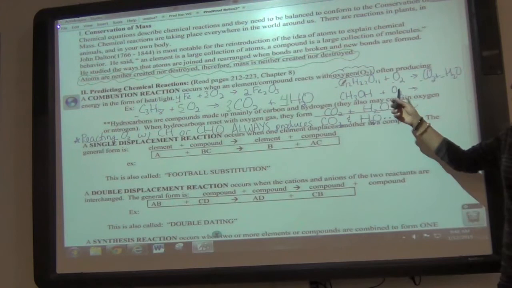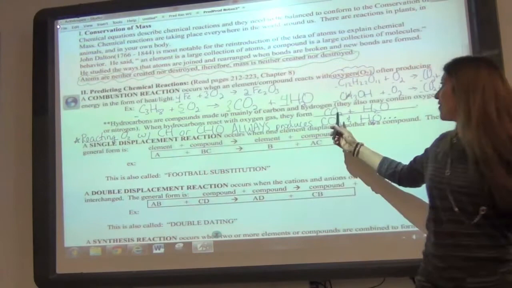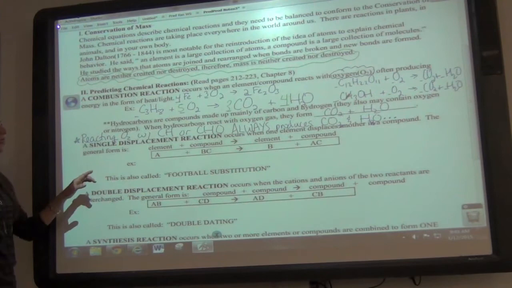What about CH3OH reacting with oxygen? What two products are you going to get, everybody? Same thing. CO2 and H2O. And then your balancing is what is going to be different. So again, you can have any CH or any CHO compound. As long as it's combusting, you're going to get CO2 and H2O. Okay. Next type of reaction is called single displacement.